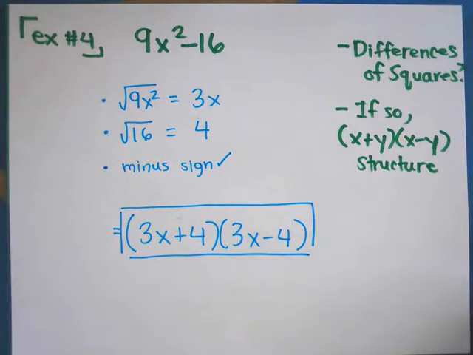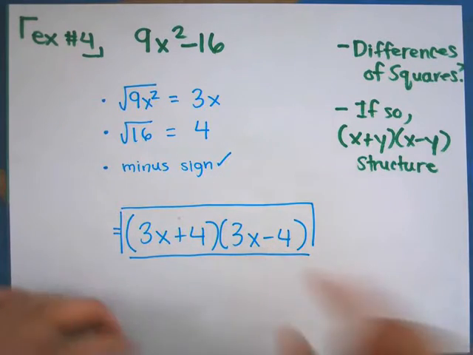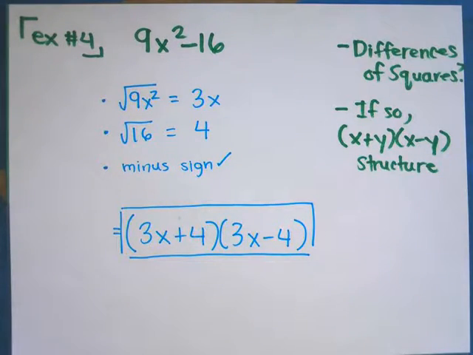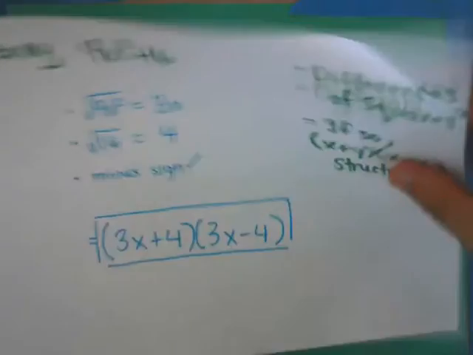Okay, that's really all we can do for example number 4. They're not the same factors, so we're not going to put it in one factor squared. They're totally different. One is a plus, one is a minus. You're just going to leave it like this. Okay, let's move on to example number 4.